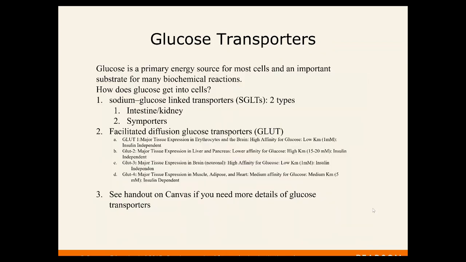Okay, another really important molecule that we're going to come back to a little bit later as well is glucose, because we're going to do a whole section on how we utilize glucose for energy. That's in our next section with metabolism. But glucose is polar, so it's also going to need help crossing the cell membrane.